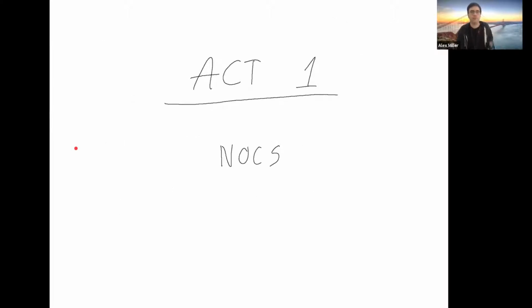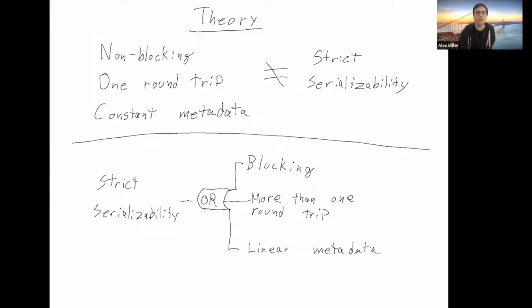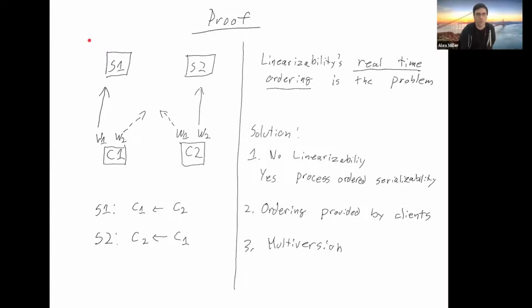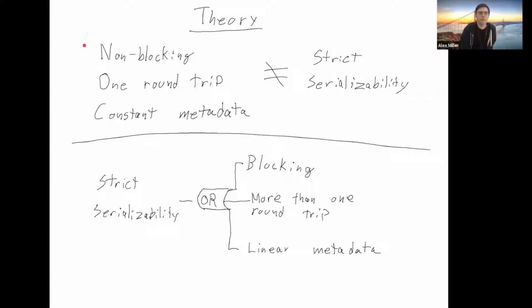So for the first part, we have this NOC plus S, or just NOCS algorithm. So this is a theory that says that if you have a system and you want it to be non-blocking, so when you issue a read to some server, it can just immediately return your result. You don't have to wait for anything. You want one round trip. So your read is just: you go to a server, you get a response. You don't go to a server and then go to another server afterwards. You don't go to a server and then the server has to internally go to someone else. It just immediately has your data for you.